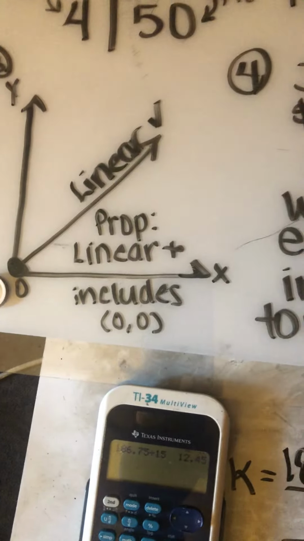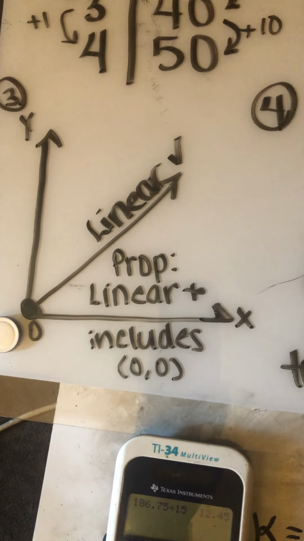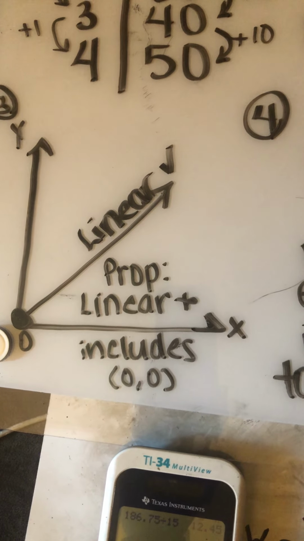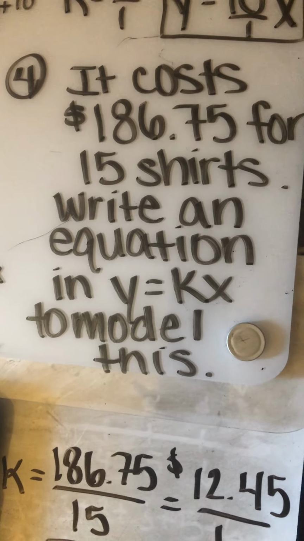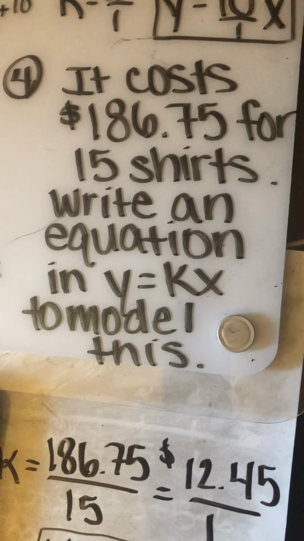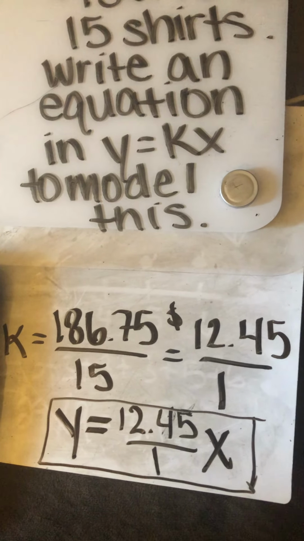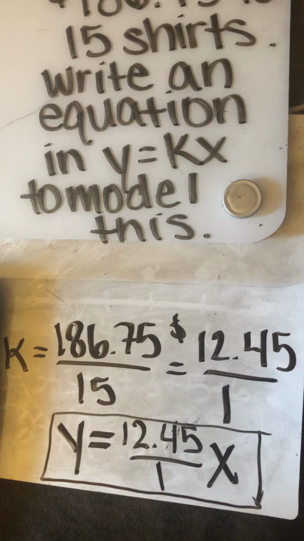The third question gave you a graph. They wanted to know if it was proportional or not. This one was, because of the two reasons that it is linear and includes 0, 0. And the fourth question was your word problem, where they gave you a certain amount that it cost for a certain amount of shirts. We used that information to find our unit rate or our constant, and then we plug that into our equation for our final answer.